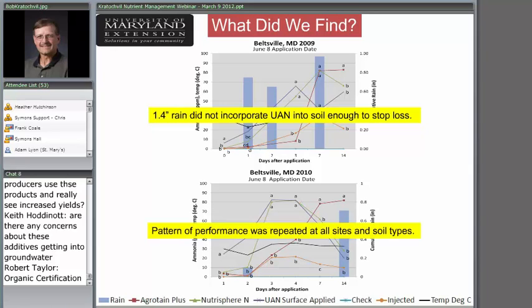Now, I'm only showing you a couple sites. We did this over a period of 4 years. What we did see at all of the sites was a pattern that was very similar to this in regards to the performance of Nutrisphere N in comparison to the UAN surface applied. Agritane Plus functioned basically the same across all sites. Didn't matter what our soil type was. We saw basically the same pattern.